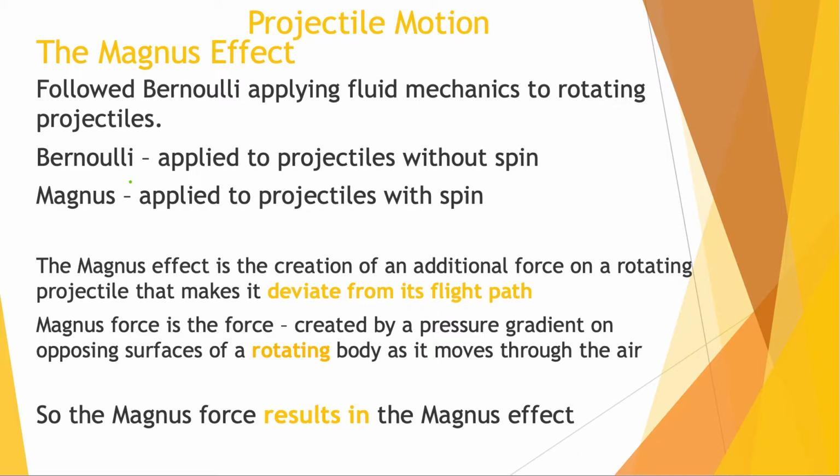So with Bernoulli, we got lift and downward lift forces being created. With Magnus, it's called the Magnus Force, and it's created in exactly the same way due to this pressure gradient on the opposing surfaces or sides of that rotating body as it moves through the air. So Magnus Force, this additional force that pulls the projectile from left to right or up or down, causes the Magnus effect, causes that projectile to deviate somewhere in the air.